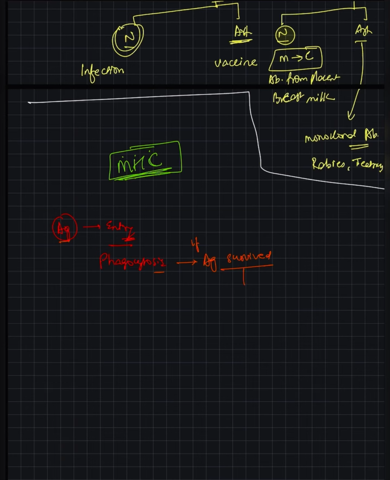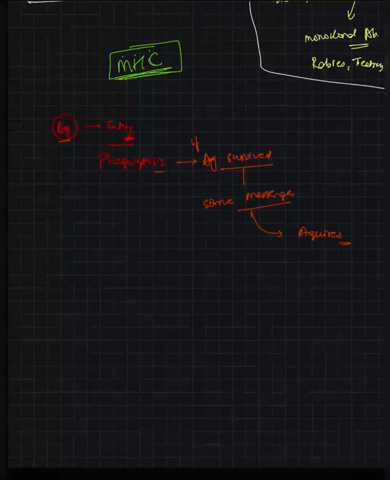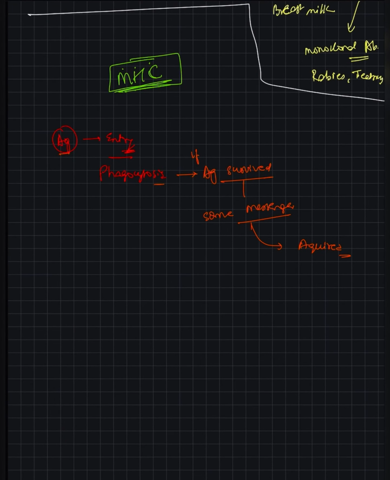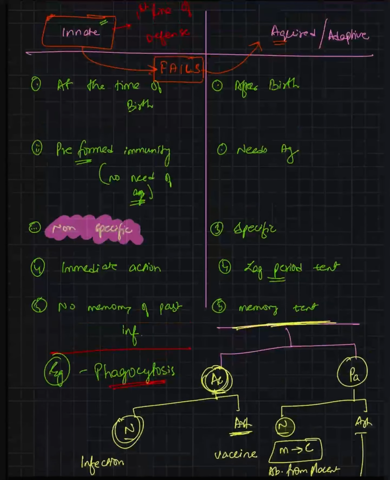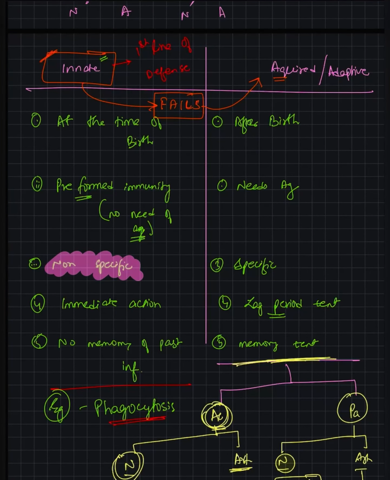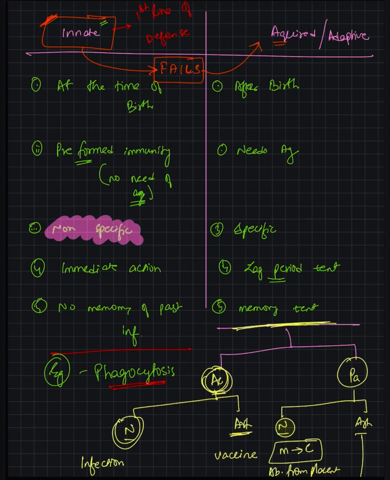there will be some messenger who will go and talk to our acquired immune system. That sir, there is someone who came into our body and survived, and our innate immune system couldn't win against the foreign particle. So now you have to take charge. We can say that innate is the local police, and acquired is the military. So when the local police cannot handle the terrorist, then the acquired, or the military, comes in.